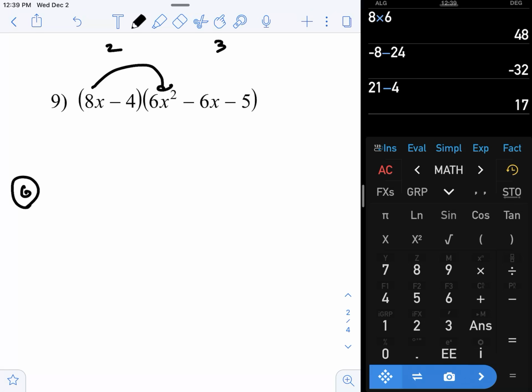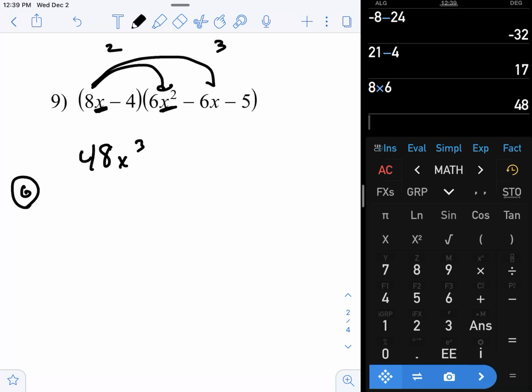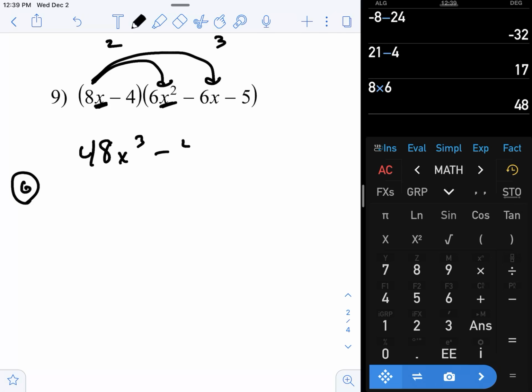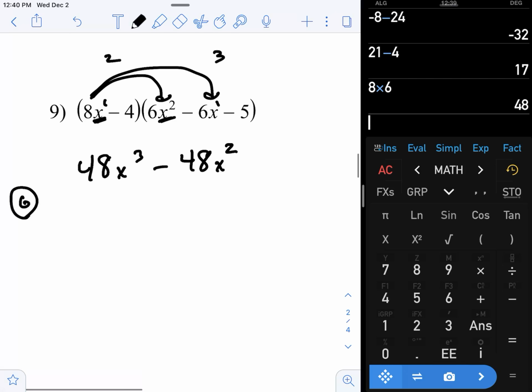All right. 8x times 6x squared. 8 times 6, 48. Now, x to the 1, x to the 2 is x to the 3. All right, that's why we covered the exponent rules last week. Okay. 8x times negative 6x, negative 48x to the second. 1 times 1 is x to the 2. 8x times negative 5, negative 40x.